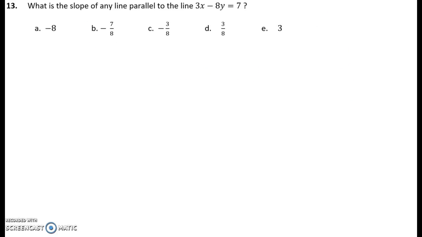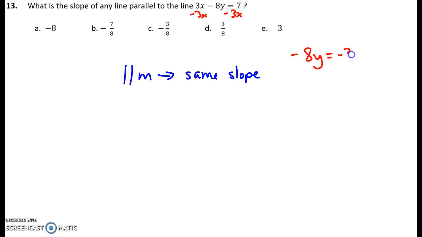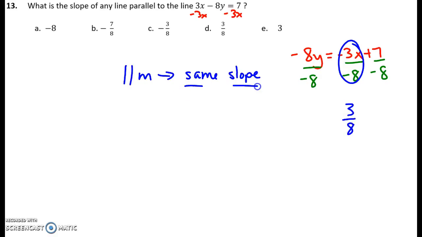Finally, in 13, it says, what is the slope of any line parallel to the given line? Remember, if it is parallel slope, it needs to be the same slope. So the first thing I want to do is subtract 3x from both sides. So I'm left with negative 8y equals negative 3x plus 7. And divide everything by negative 8. Since I'm only concerned with the slope here, a negative divided by a negative is a positive. So that reduces to 3/8. Since it has to be the same slope, D is the correct answer choice.